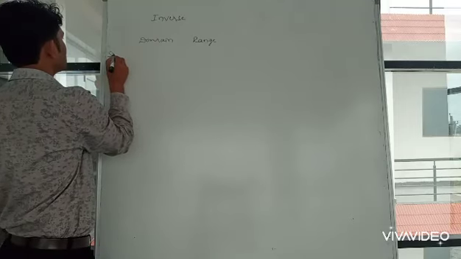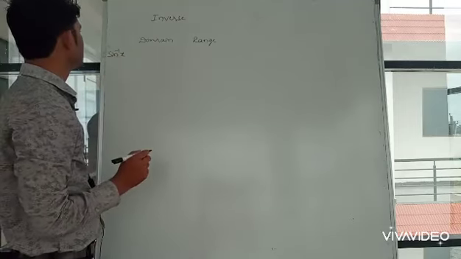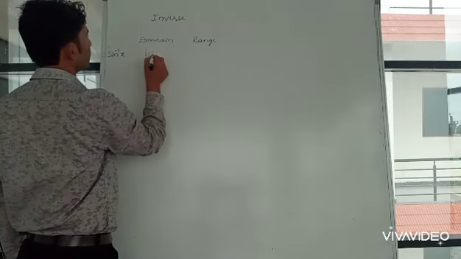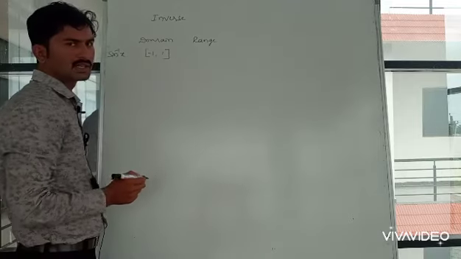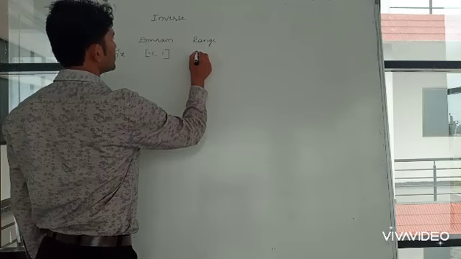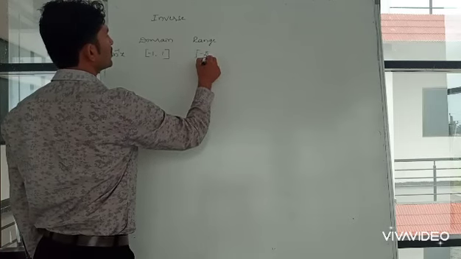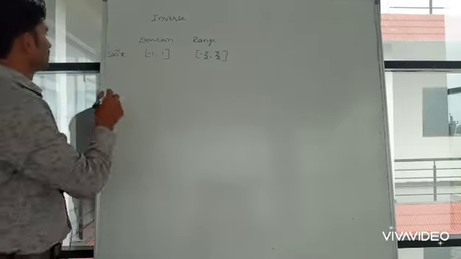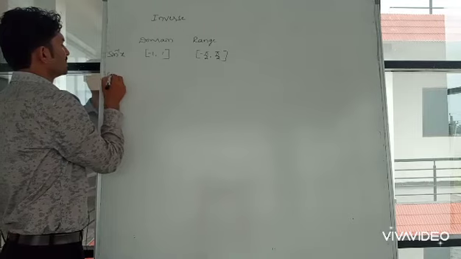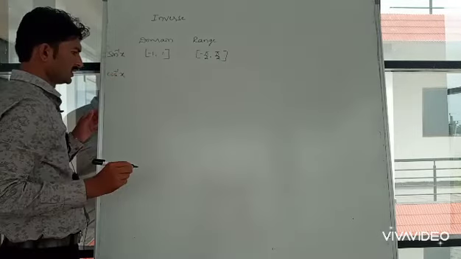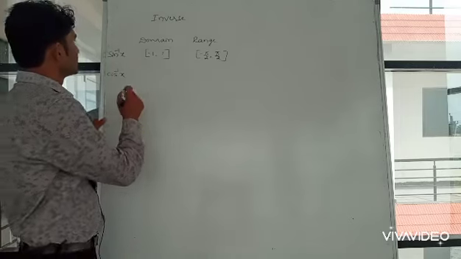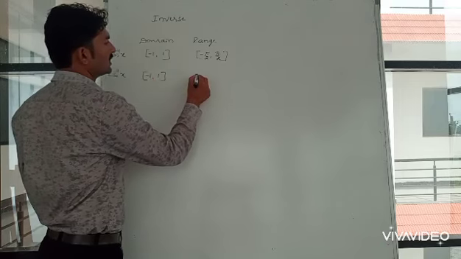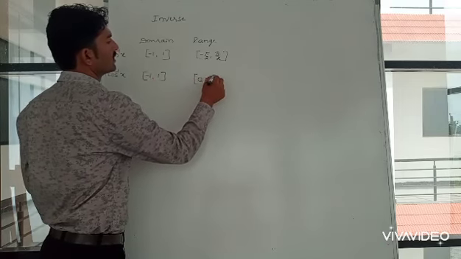functions. If I consider sine inverse of x, what is the domain here? Closed interval -1 to +1. What is the range? Range is closed interval -π/2 to +π/2. Okay. Suppose the function is y = cos inverse of x, then the domain is -1 to +1, and the range is 0 to π.